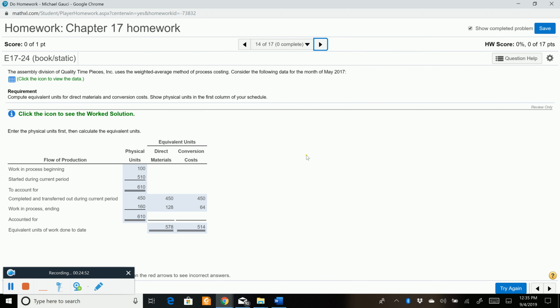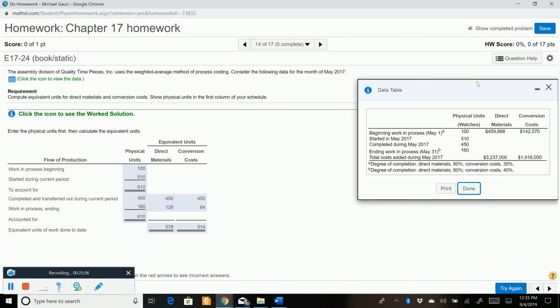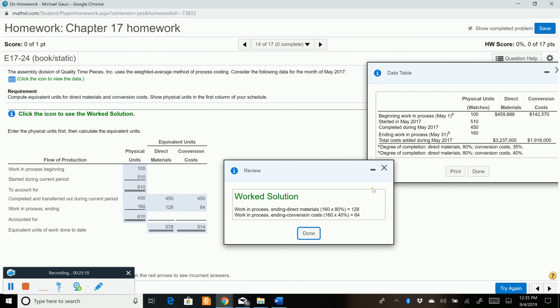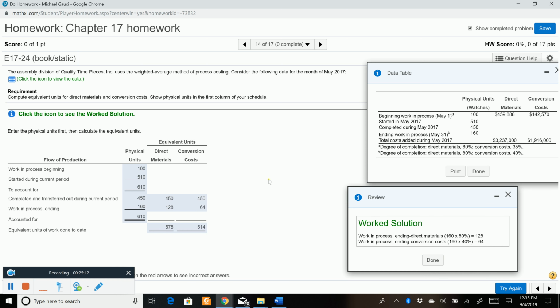Okay, which brings me to the next question. We have beginning WIP and we are deciding to use, as the author says, the weighted average method to assign our costs. So let's take a look at what was given to us, and we can go ahead and get started on this homework problem.